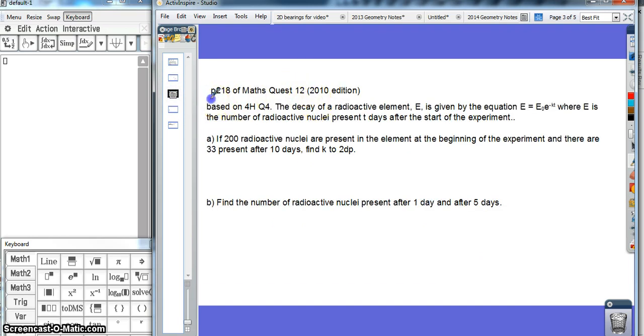This is from your textbook, so you can look that up, page 218 in the 2010 edition. This is based on question 4H. Question 4. The decay of a radioactive element E is given by the equation E equals E0 e to the minus kt, where E is the number of radioactive nuclei present t days after the start of the experiment. If 200 radioactive nuclei are present in the element at the beginning of the experiment, and there are 33 present after 10 days, find k to 2 decimal places. So what I suggest you do is pause the video, try and work out the equation, and then come back and check in a minute.